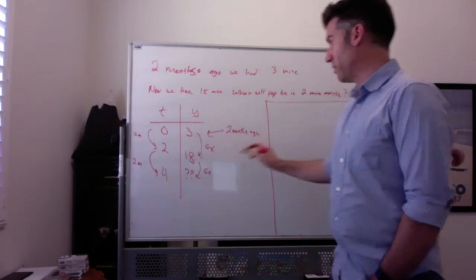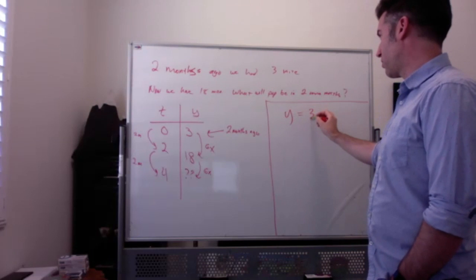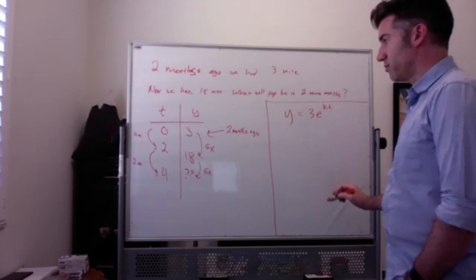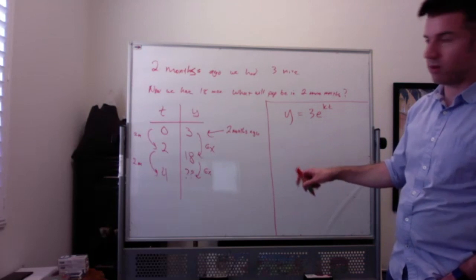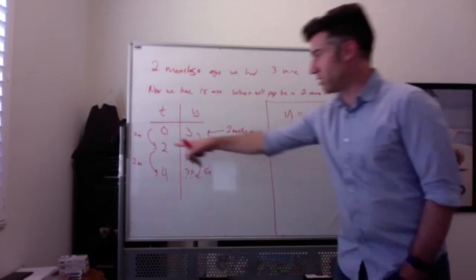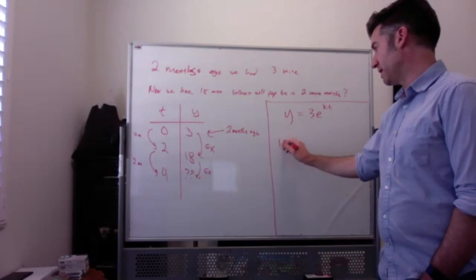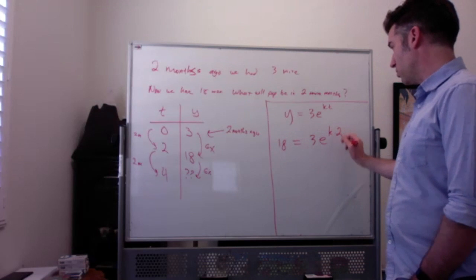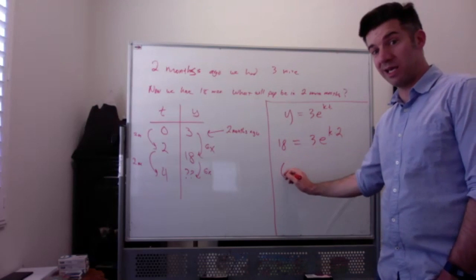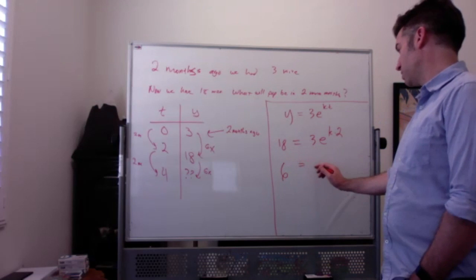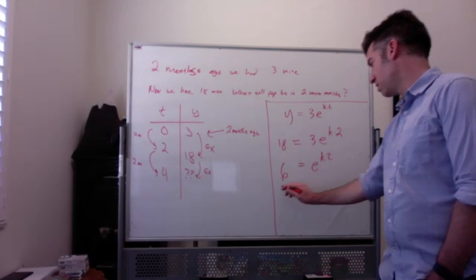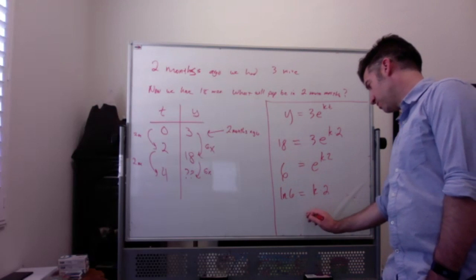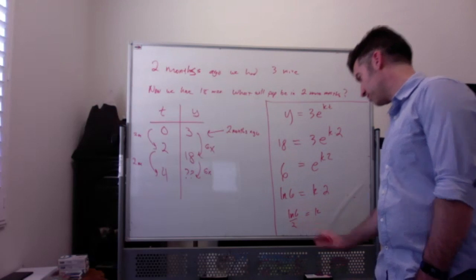So using this first information, we have y equals 3e to the k times t, right? Time equals 0, y equals 3. I plug it in, I get 3 there. Plugging this information, y is 18. It's equal to 3e to the k times 2. Divide by 3, we get our 6. That's equal to e to the k times 2. Take the natural log of both sides. So that k equals the natural log of 6 over 2.